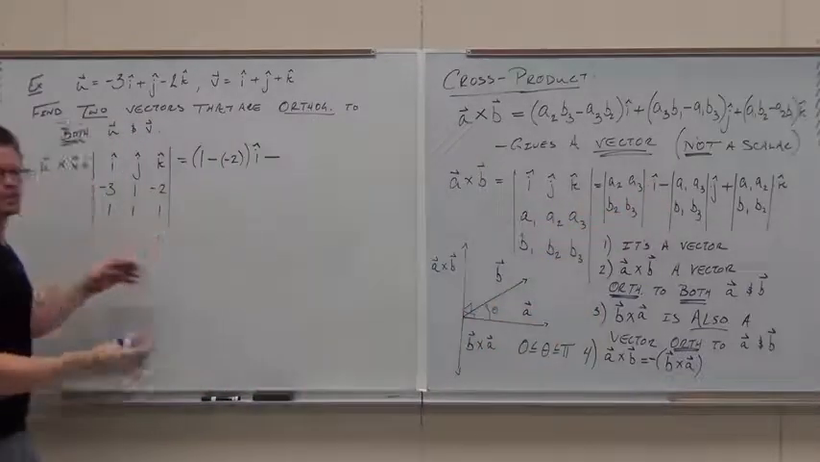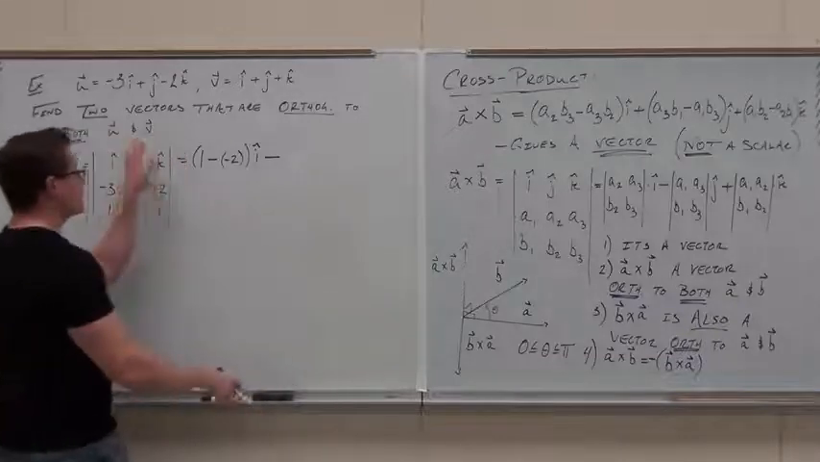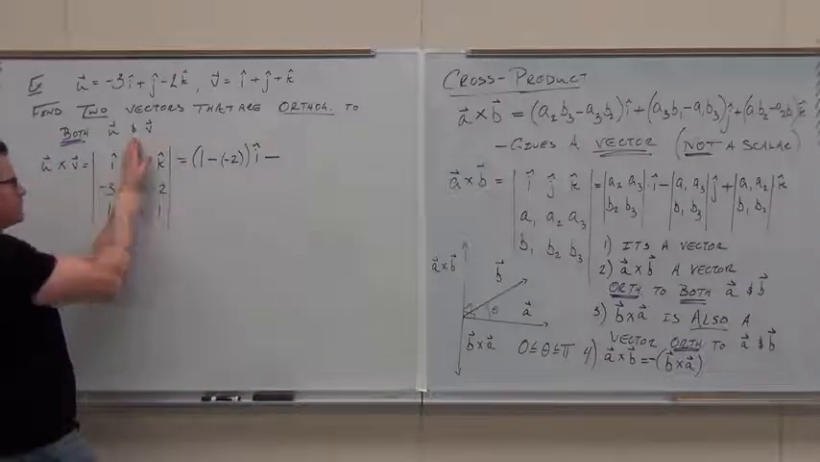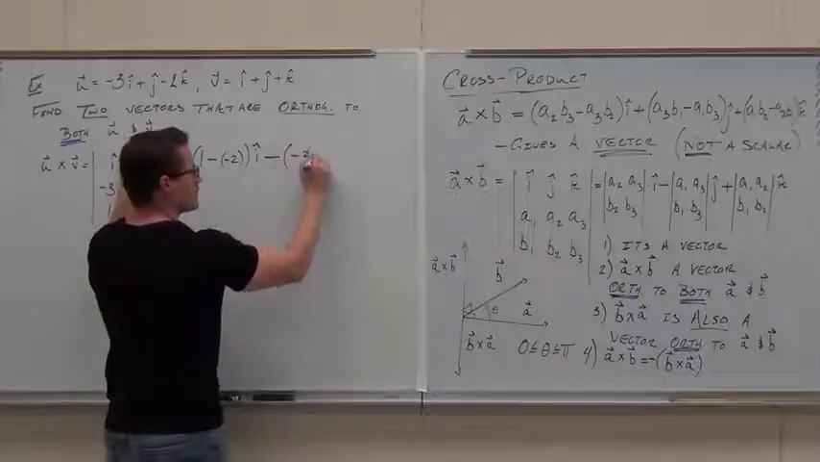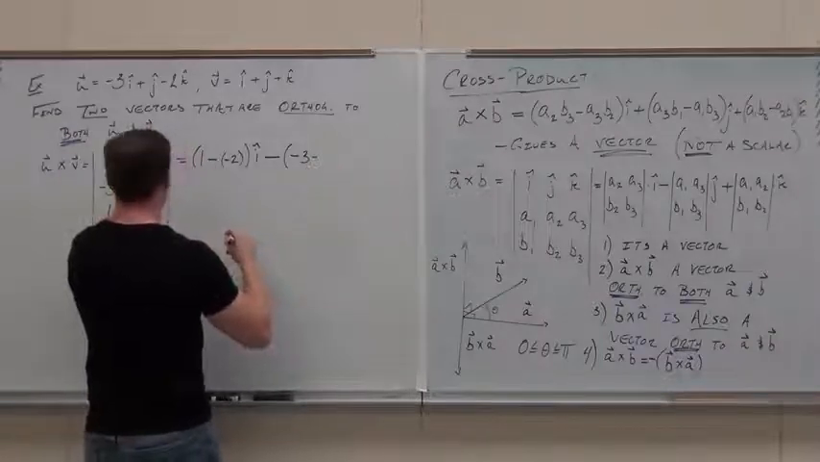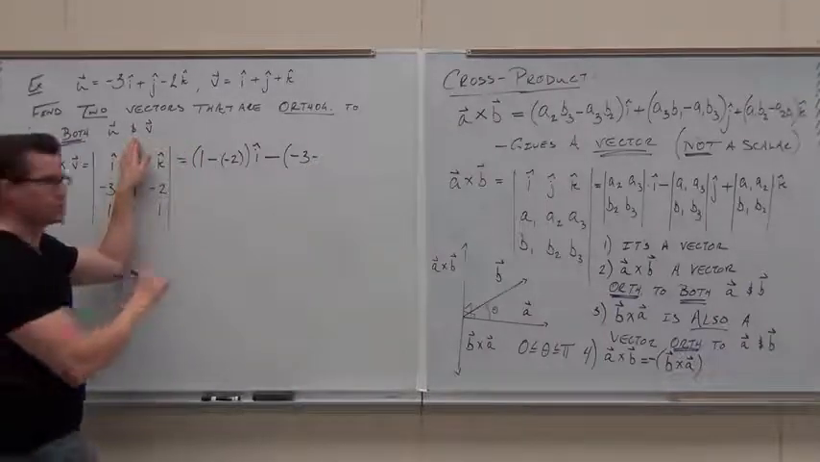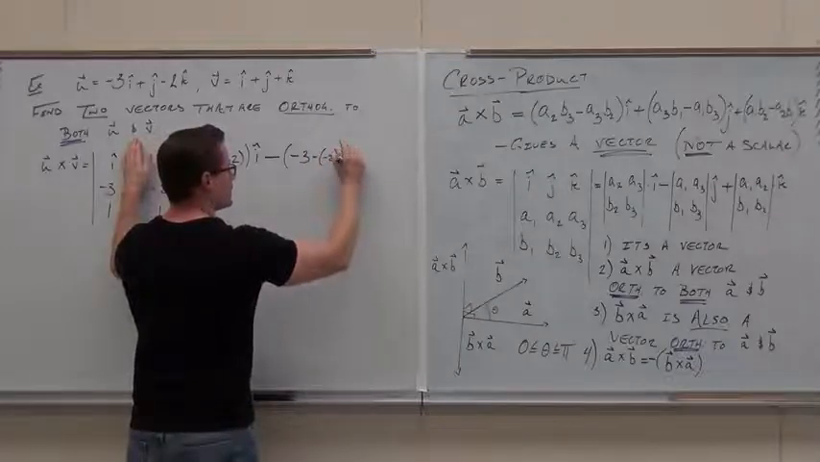And it says, hey, if you want the j component of this new vector that's orthogonal to both u and v, cover up the j. What's the first number we're going to write down, please? -3. Minus. Minus what? -2. J.